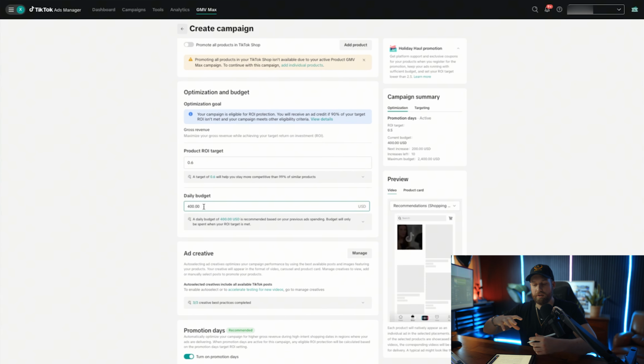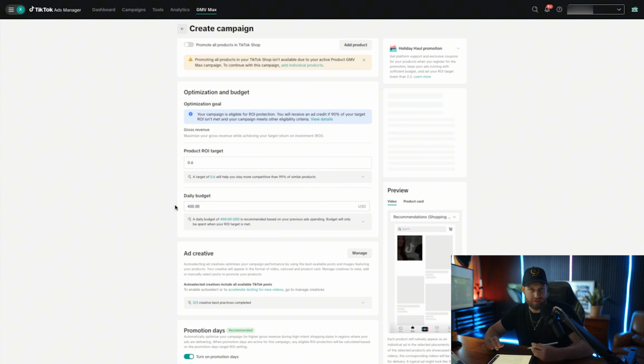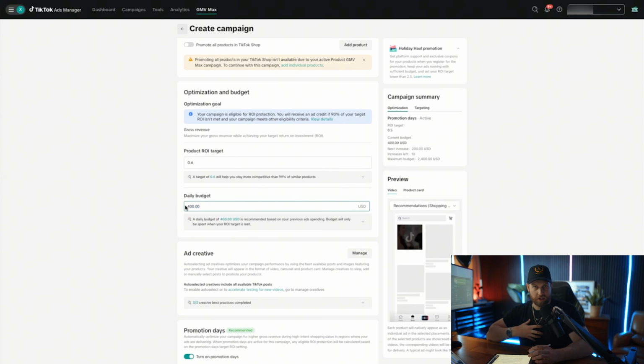Your daily budget, whatever you're comfortable with, it doesn't really matter too much. The more budget you have, and also considering the cost of your product and how much your product retails for is very important, because you want to be at least 2x the cost of what someone would pay for your product. So if your product's $50, you should have a $100 a day budget. If your product's $200, you should have a $400 a day budget.